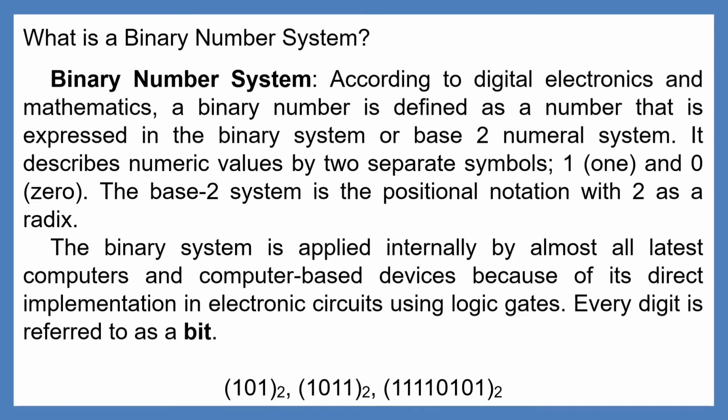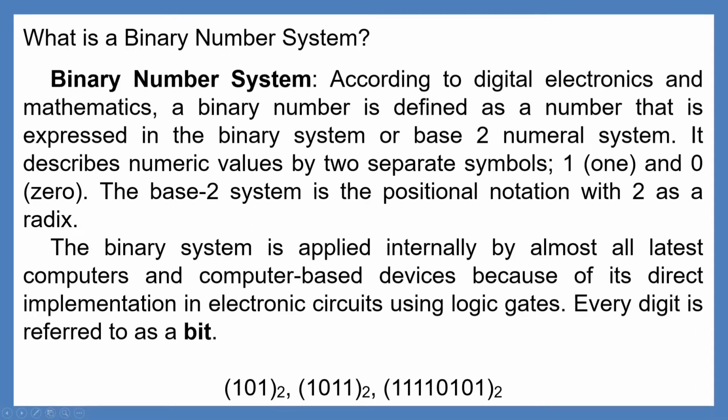So this is an example of a binary number system. We have here 101 base 2, 1011 base 2, 1110101 base 2. So this is an example of a binary number system.